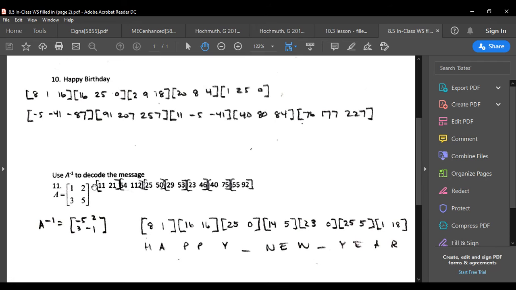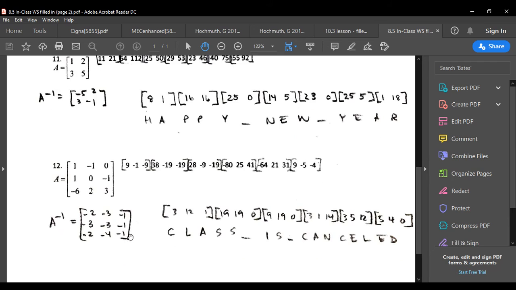Let's just take a look at it, one line here. So 11 times negative 5 would be negative 55. Plus 21 times 3 is 63. So negative 55 plus 63 would be a positive 8. The second one here, 11 times 2 is 22, plus 21 times negative 1 is 22 minus 21 is 1. And we could do the rest of the string like that. But again, the easier way, use your calculator.